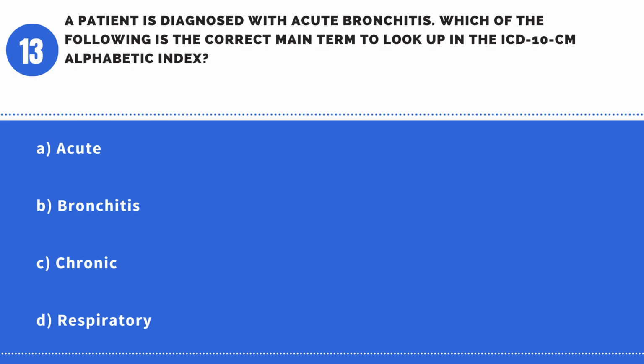Question 13. A patient is diagnosed with acute bronchitis. Which of the following is the correct main term to look up in the ICD-10-CM alphabetic index? A. Acute. B. Bronchitis. C. Chronic. D. Respiratory.